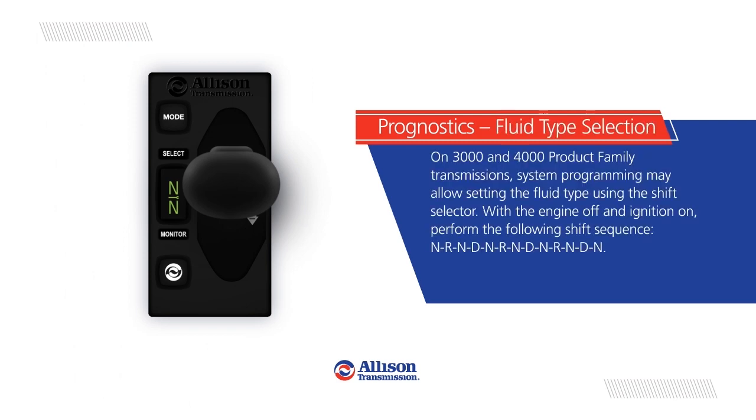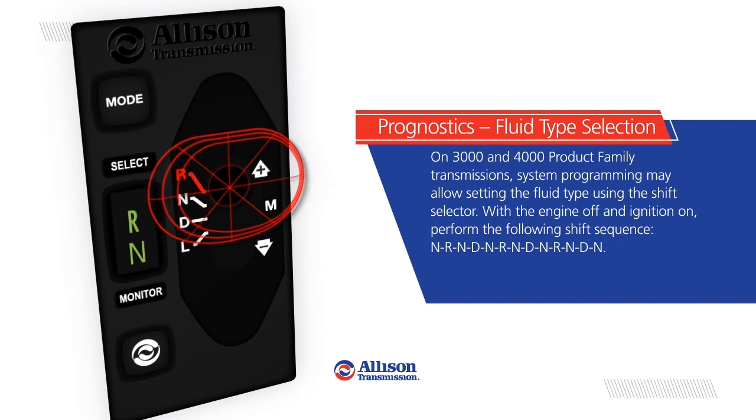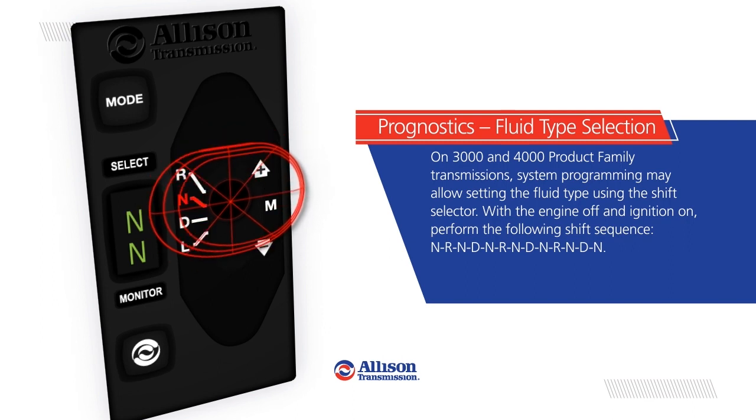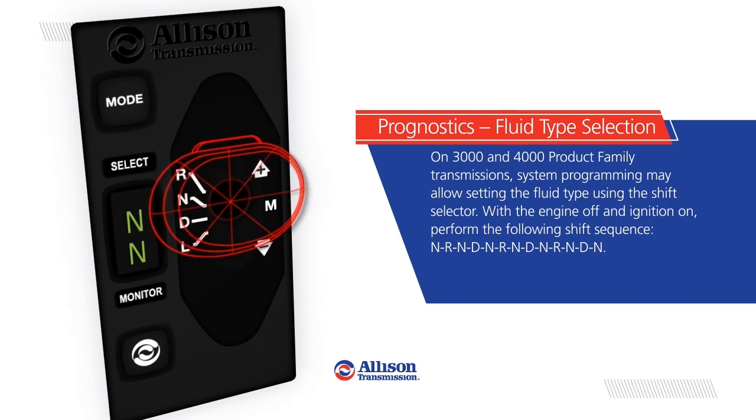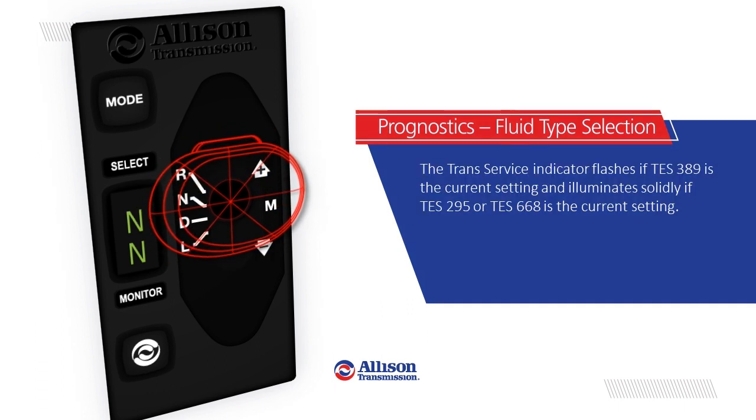Fluid type selection. On 3000 and 4000 product family transmissions, system programming may allow setting the fluid type using the Shift Selector. With the engine off and ignition on, perform the following shift sequence: neutral, reverse, neutral, drive, neutral, reverse, neutral, drive, neutral, reverse, neutral, drive, neutral. The trans service indicator flashes if TES 389 is the current setting and illuminates solidly if TES 295 or TES 668 is the current setting.